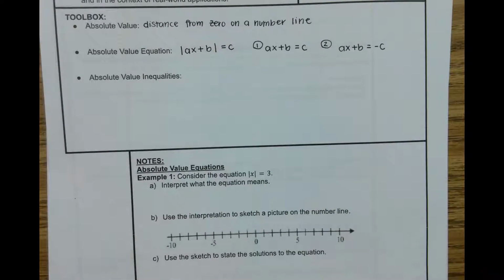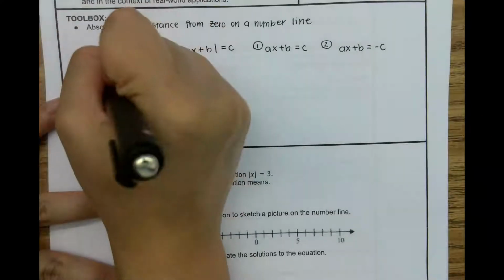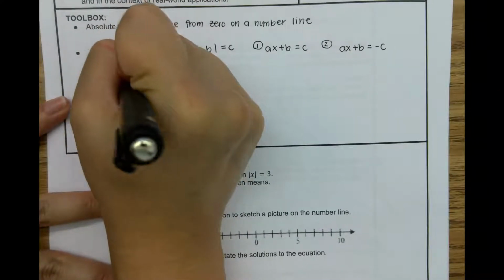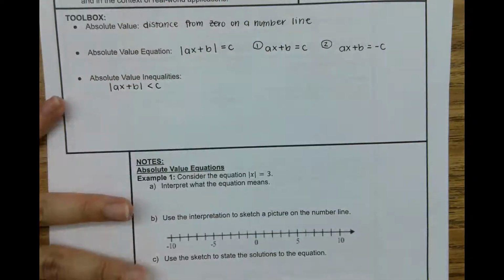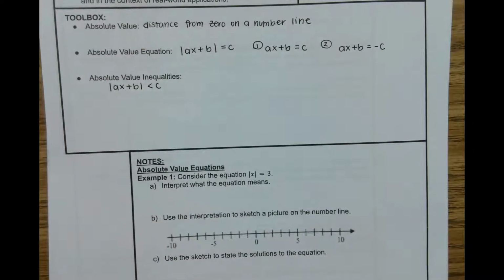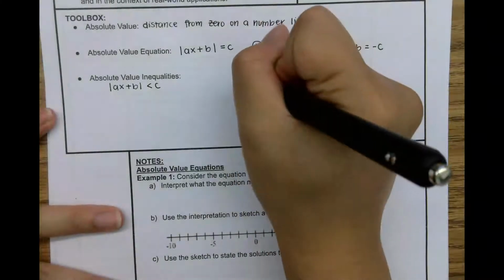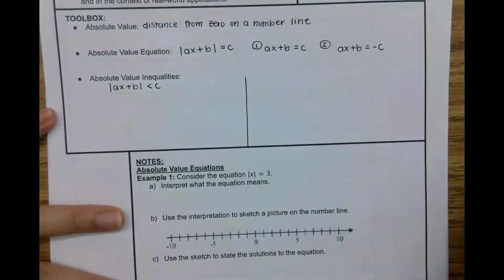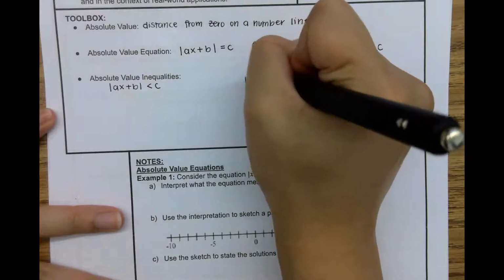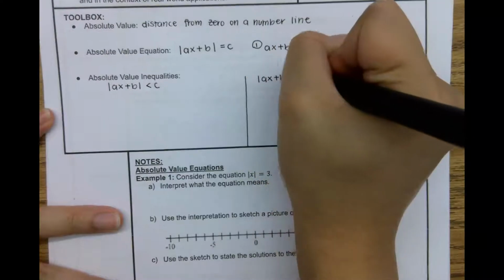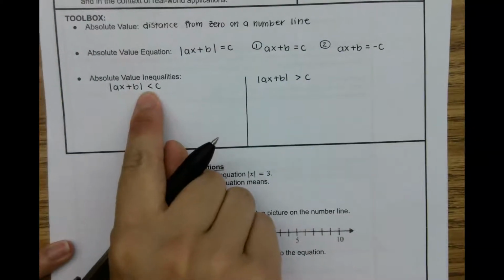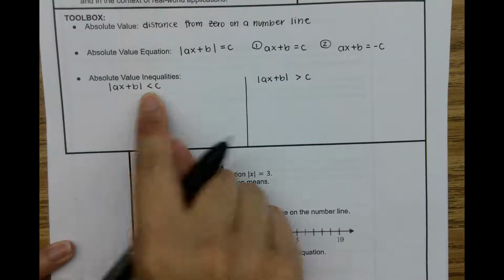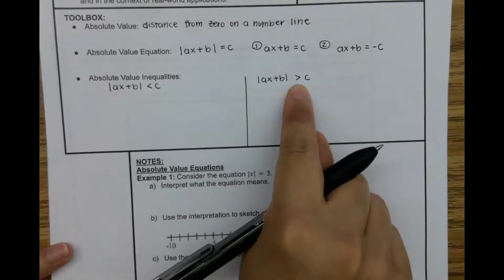And then we have absolute value inequalities. We have two types of absolute value inequalities. One is where the absolute value of Ax plus b is less than c. I'm going to split this here. And we have the absolute value of Ax plus b when it is greater than c. So the difference: one is a less than symbol where our absolute value is less than something. The other one is where our absolute value is greater than something.